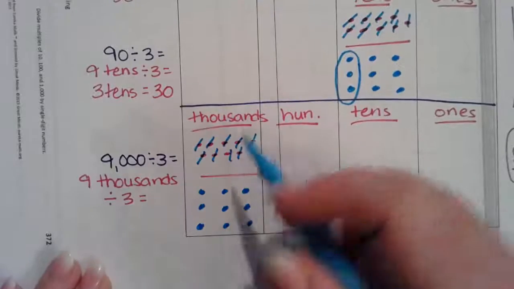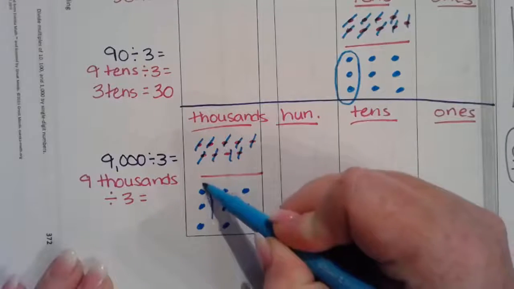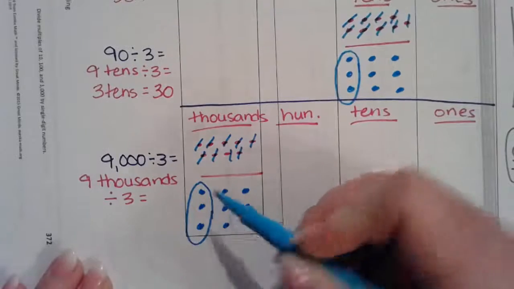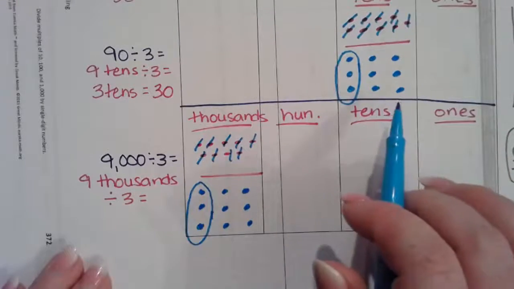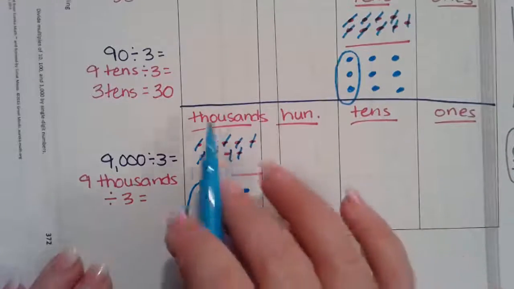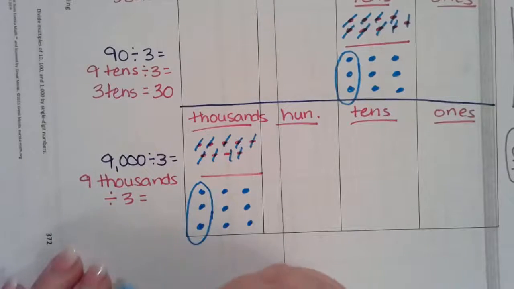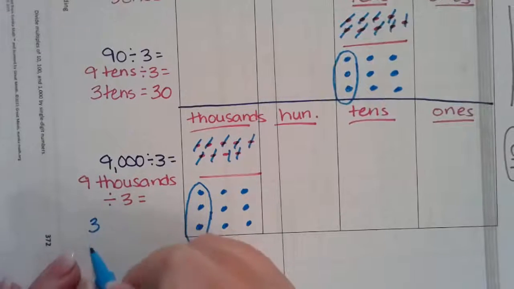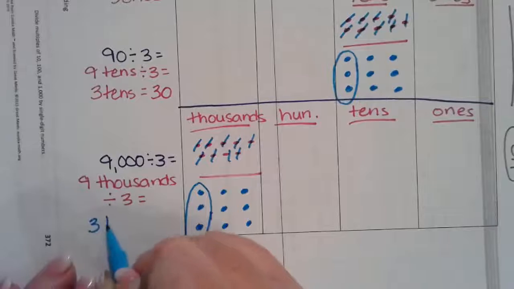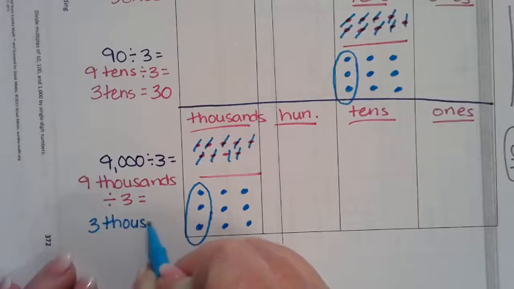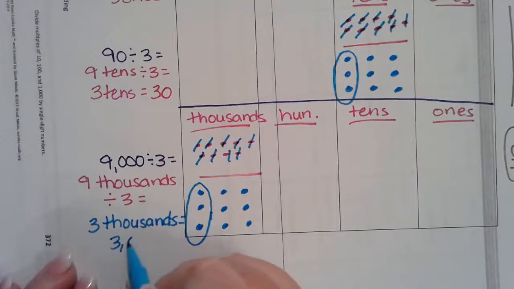Alright, so once again, 9 divided by 3 is still 3. But again, I don't have 9 ones anymore. I don't even have 9 tens or 9 hundreds. I have 9 thousands. So my 9 thousands divided by 3 is going to be 3, but it is 3 thousands. Okay, so I have 3 thousands, which is equal to 3,000.